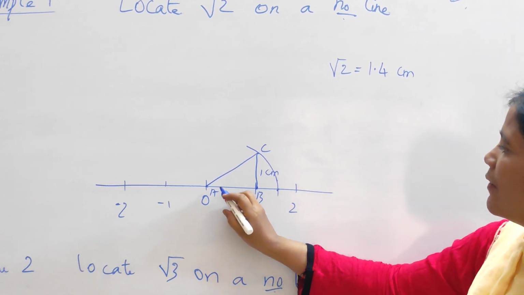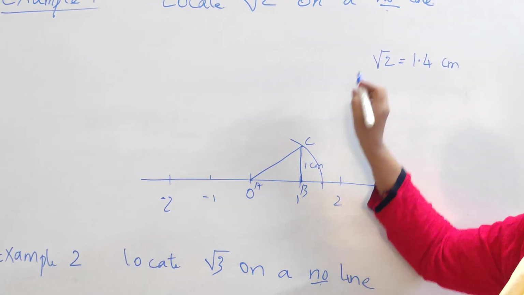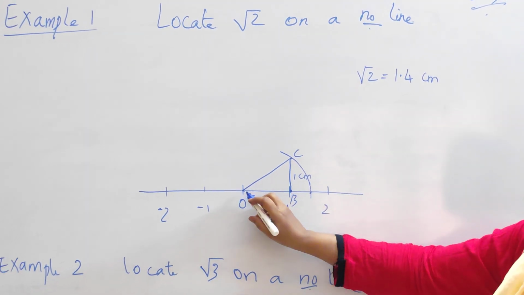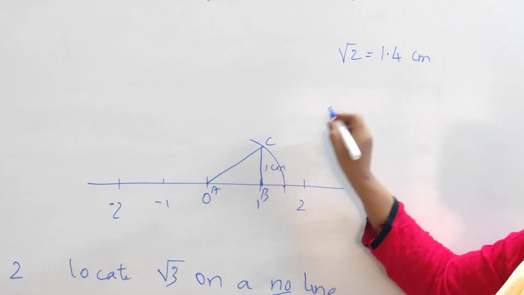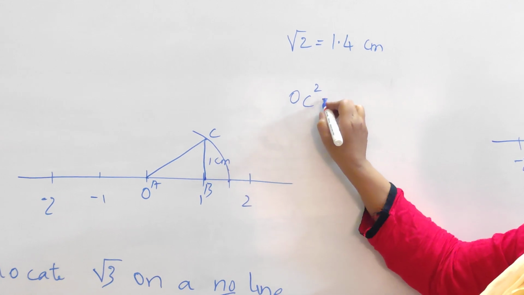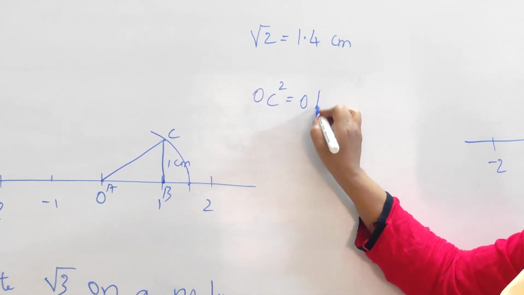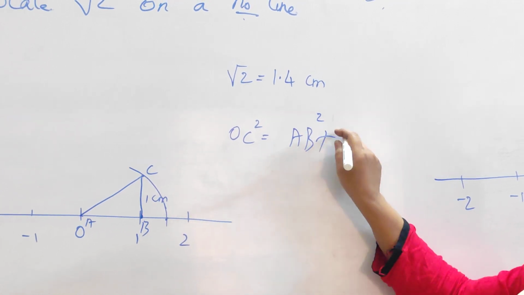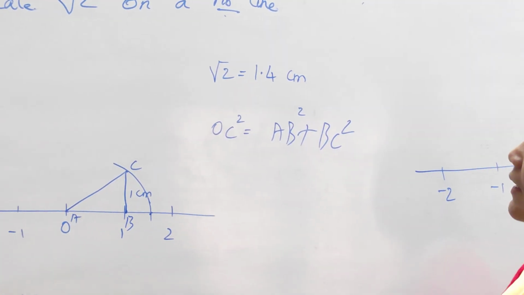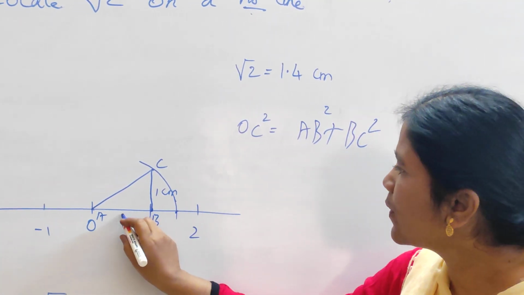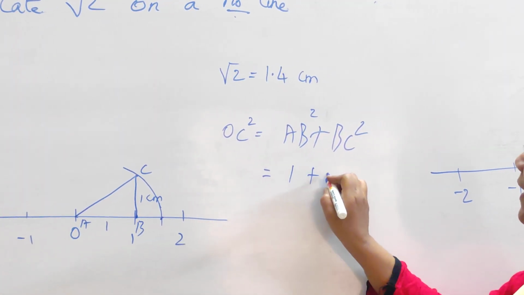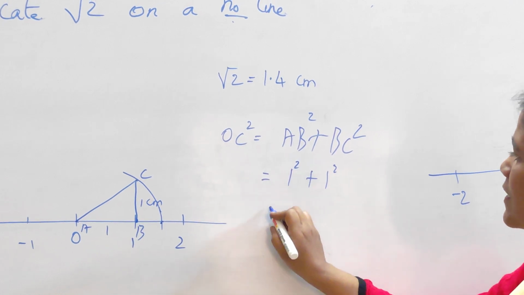Let us see with the help of our Pythagoras theorem. We have to verify this with the Pythagoras theorem. Pythagoras theorem says OC square is equal to AB square plus BC square. Okay. So now I said this is 1 centimeter. This is also 1 centimeter. So what I'll get? 1 square plus 1 square is what?